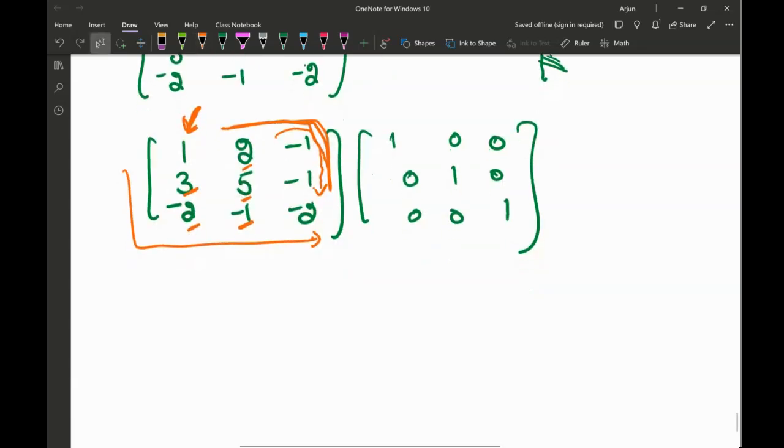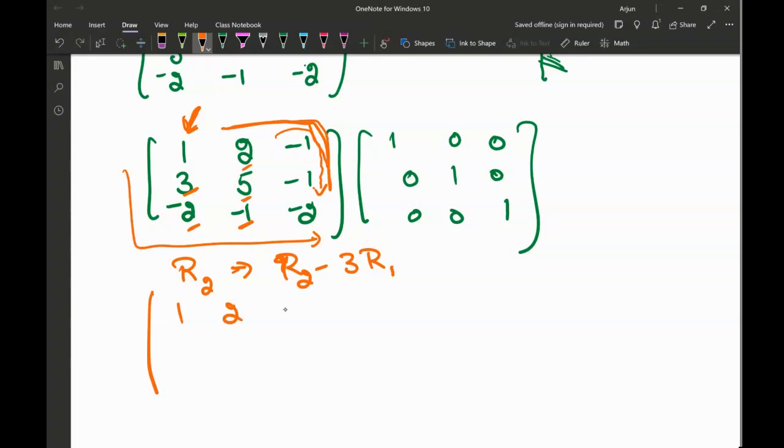All right, so I'm going to apply the operation R2 equals R2 minus 3 times R1. So 1, 3, minus 2 remains as it is, and the second row will be 3 minus 3 of 1, and 5 minus 3 times 2, and here it will be minus 1 minus 3 times 1.